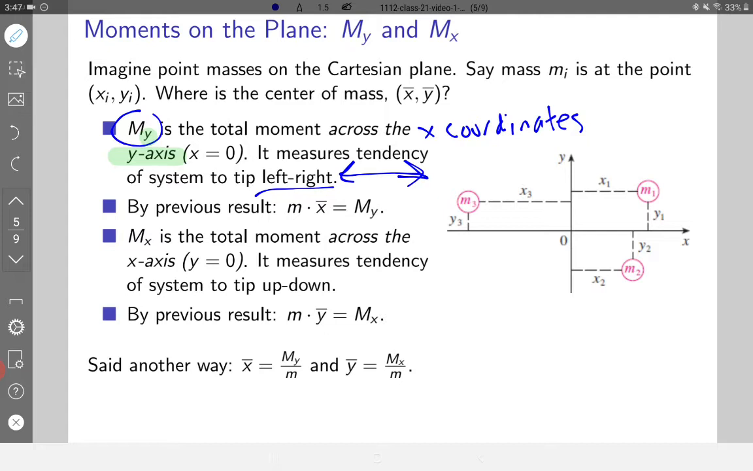So the previous result we were just looking at tells me that the total mass, the little m of the system, times whatever the correct x-coordinate of the center of mass is going to be, will equal that total moment. So on the previous slide, we wrote this as just M without the little sub y. I'm going to use the subscript y now to remind myself that this is based on across the y-axis where x equals 0.